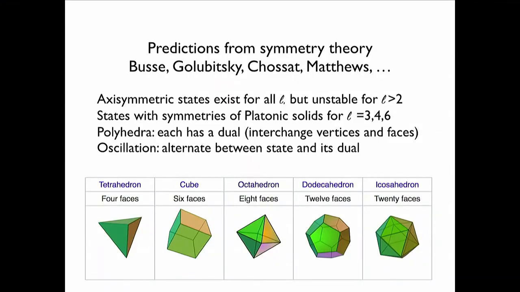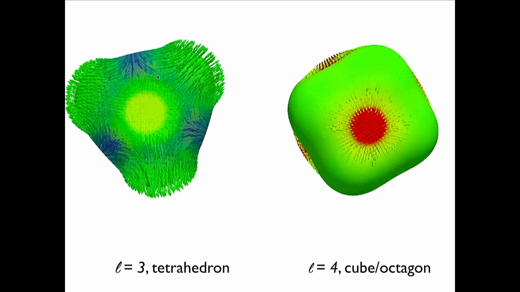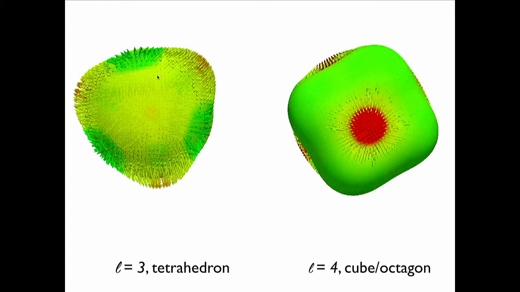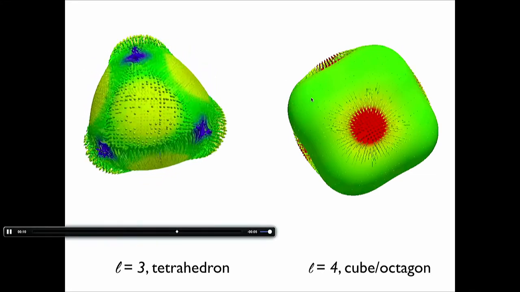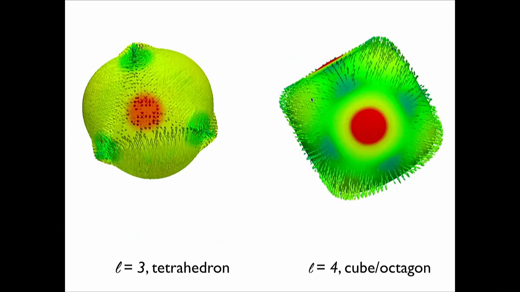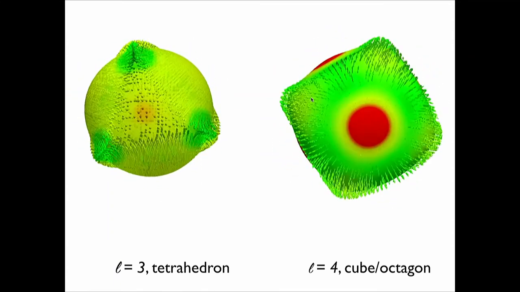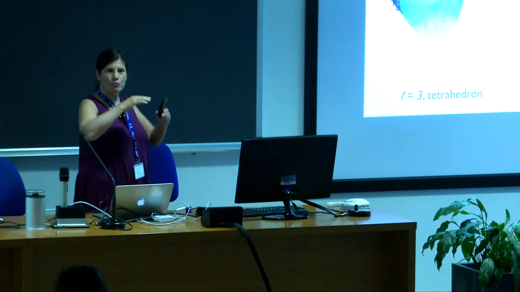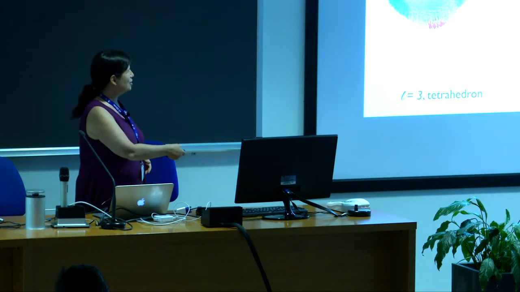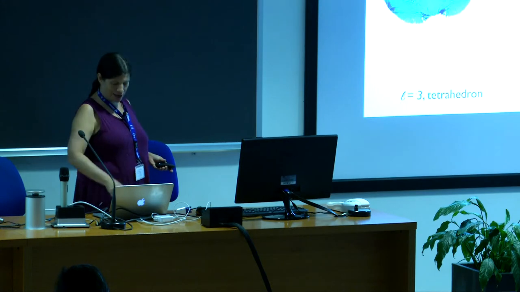The other two platonic solids are the dodecahedron and the icosahedron, which are duals of one another. This is 12 pentagons, and this is 20 triangles. And indeed, for L equals 3, we get an oscillating tetrahedron, and a tetrahedron is its own dual. For L equal 4, we get oscillation between a cube and an octahedron. We're not used to seeing octahedra, but you take a cube and make every corner flat and every flat piece a corner. So that's the alternation you see for L equal 3 and L equal 4.